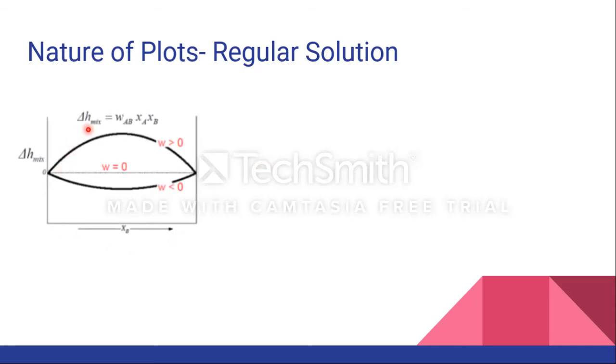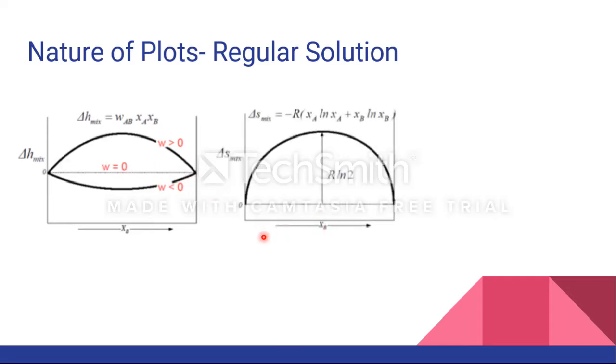We've plotted delta H of mixing with respect to the composition, and it will depend on the sign of the constant W. So for W equal to 0, delta H of mixing would be 0, and therefore it would follow the ideal solution behavior. And if W is greater than 0, then there will be a positive deviation from the ideal behavior. And if W is a negative term, then as you can see, it will be a negative deviation from ideal behavior. The delta S of mixing is the same as what we saw in the ideal solution.